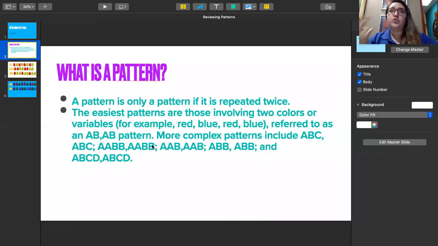So if we have only two colors and I say make an AB pattern, we're going to use two colors. For example, we're going to use red and blue. Red, blue, red, blue, red, blue. It makes an AB pattern.